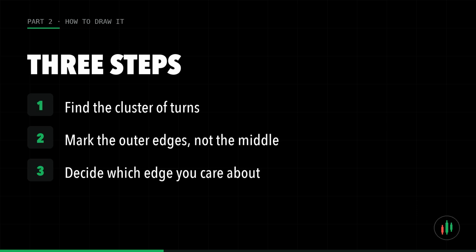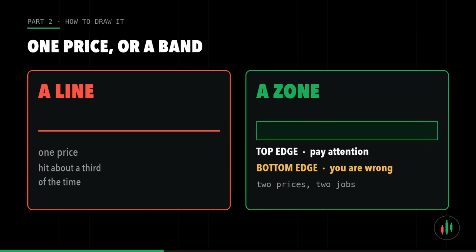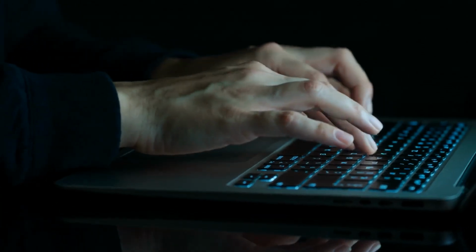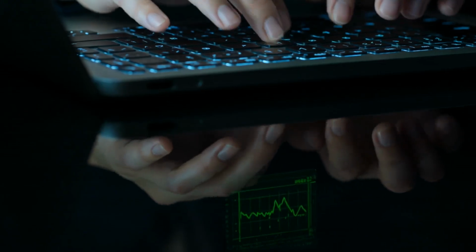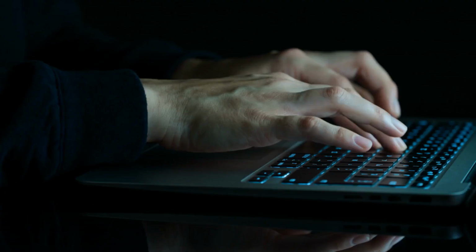Step 3. Decide in advance which edge you care about. If you are looking to buy, the top edge of the zone is where you start paying attention, and the bottom edge is where the idea is wrong. Those are 2 different prices, and they do 2 different jobs, which is exactly why a single line cannot do either of them properly. And on a practical note, a zone is also why a single limit order at one price is usually the wrong shape.